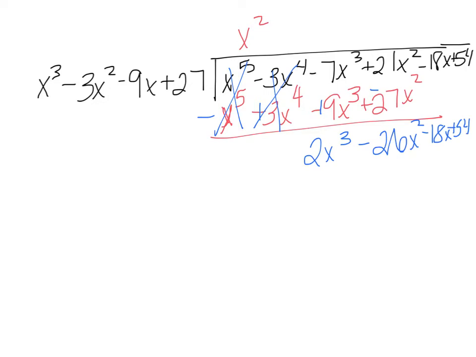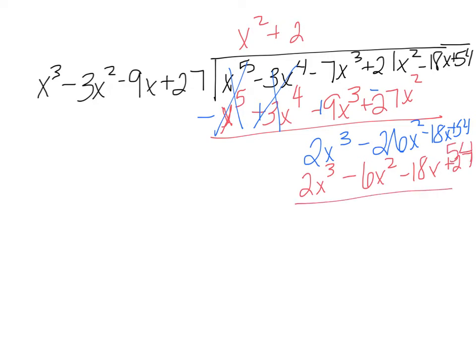Now to get a 2x cubed, all I need is a positive 2 up here. 2x cubed minus 6x squared minus 18x plus 27. Nope, 27 times 2 would be 54. Okay, change my signs. Everything should cancel because these were all zeros. Cancel, cancel, cancel, cancel, remainder of 0.